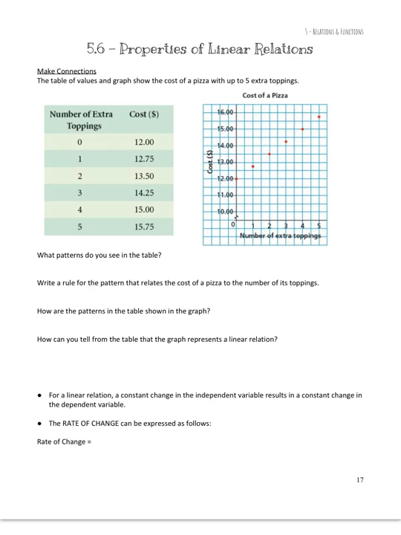Taking a look at the properties of linear relations. So the table of values and graphs show the cost of a pizza with up to 5 extra toppings. Reading our table of values here, and looking at our graph, first off, I can see that this would be considered a linear relation.